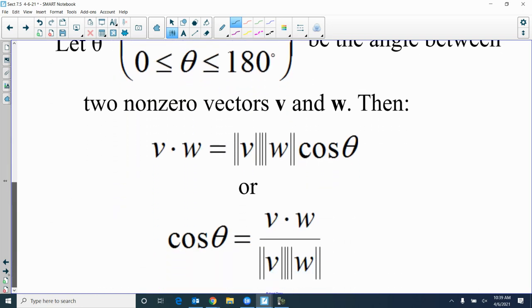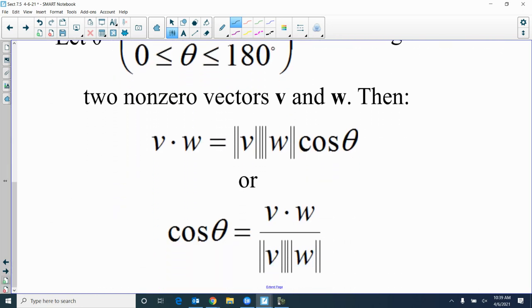Then here's what's going to happen. The dot product is going to be equivalent to the magnitude of V times the magnitude of W times the cosine of theta. And if you rearrange things, the cosine of the angle is the dot product divided by the magnitudes. So that's kind of the main thing here. I'm going to write this over here because I want to refer back to it in a little bit. So the dot product equals the magnitude of V times the magnitude of W times cosine of theta.